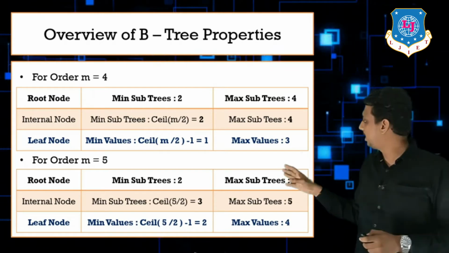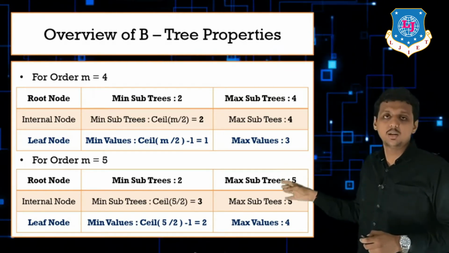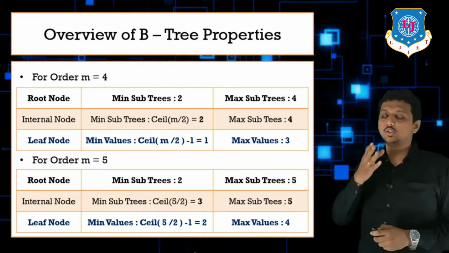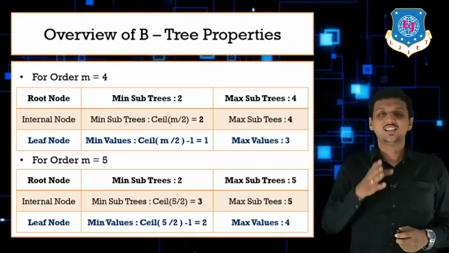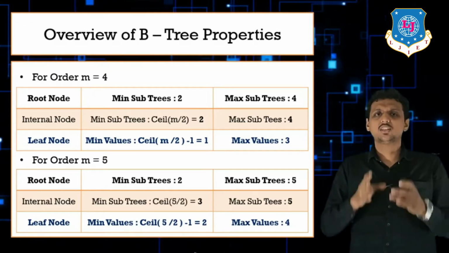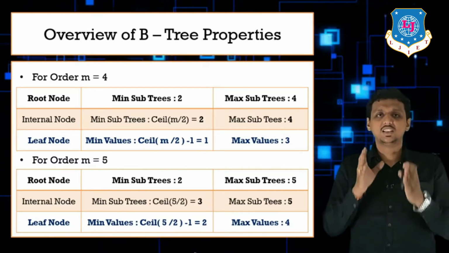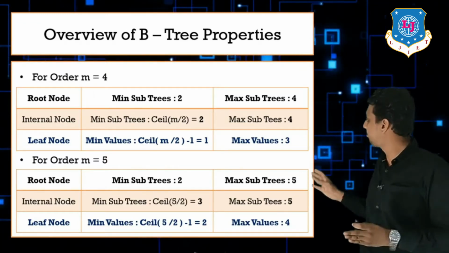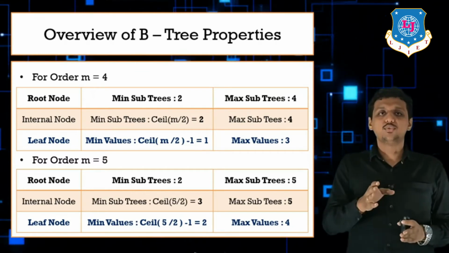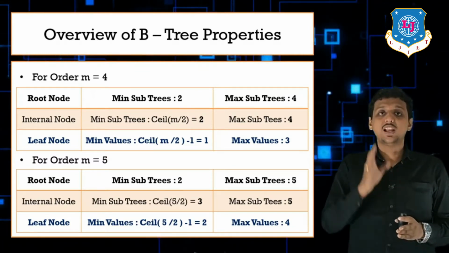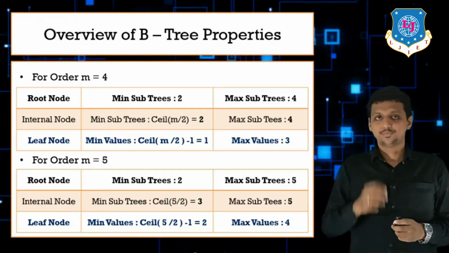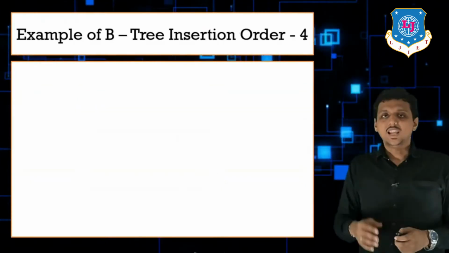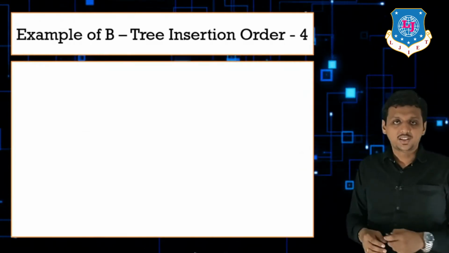Just put your formula over here, put m is equal to 5 in this formula and get your answer. That ceiling of m by 2, that means 2.5, and that ceiling value becomes 3. That's why students, the minimum subtrees are 3, okay, and maximum subtrees are 5. And in leaf node students, the minimum values is 2 and maximum values are 4. Fine. So let's start with the examples of B-tree students.